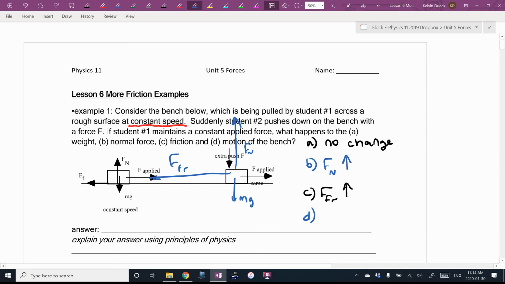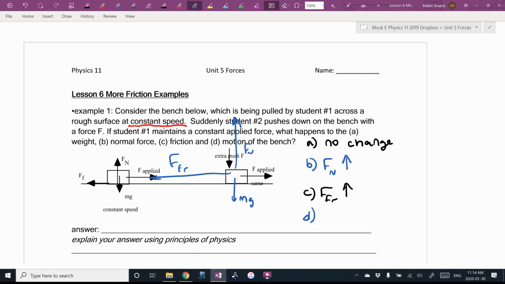Which way must it accelerate? To the left. And since it was moving to the right and it's accelerating to the left, will it speed up or slow down? That's what's slowing down. And by the way, it would slow down and then probably come to a stop really quick as well. So we're talking about the split second after Karin lands on the bench.